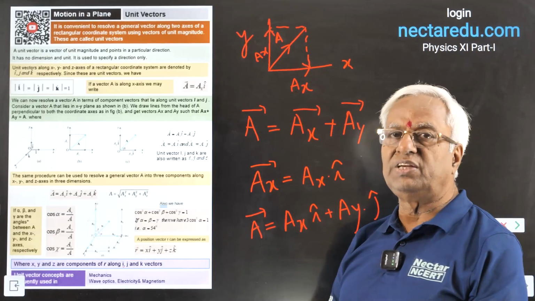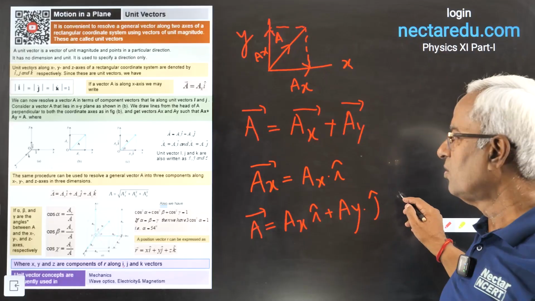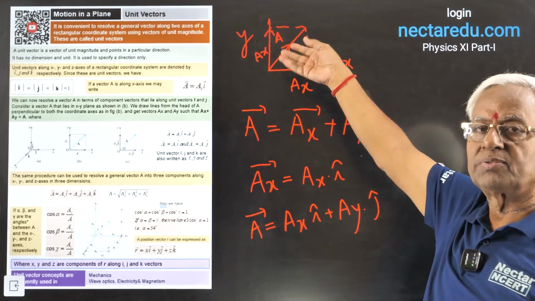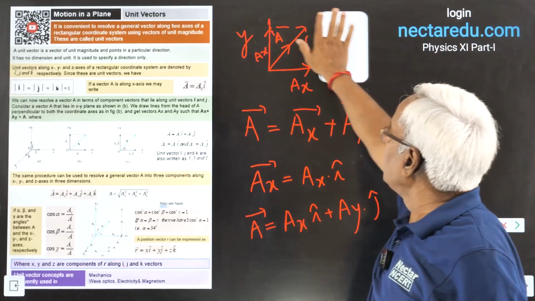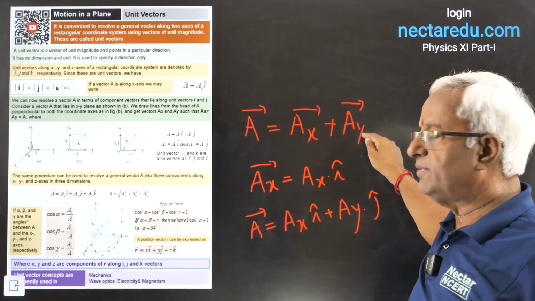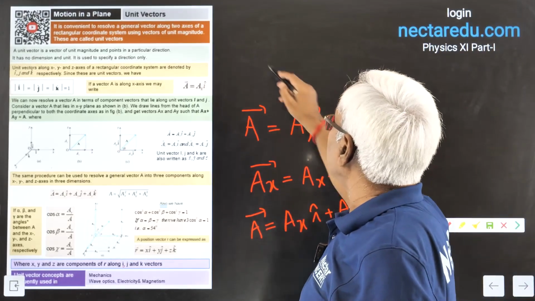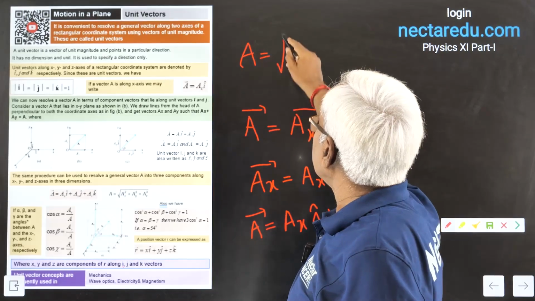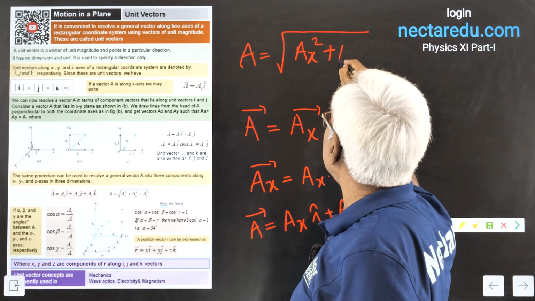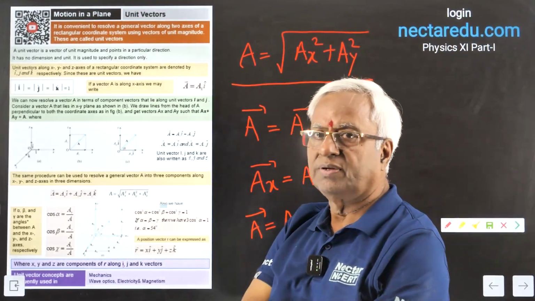If it is a 3D vector, then we also extend it to k component. Now these are the components in terms of two axes. Similarly, if we have three axes, then it could be in terms of azk also. Now regarding the value of the given vector, you take the square root of the sum of squares of the two components, or even three components, depending on the type of vector we have chosen.